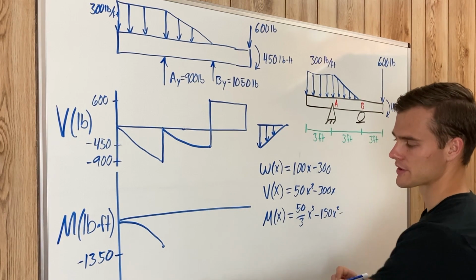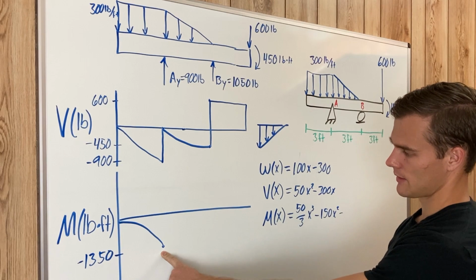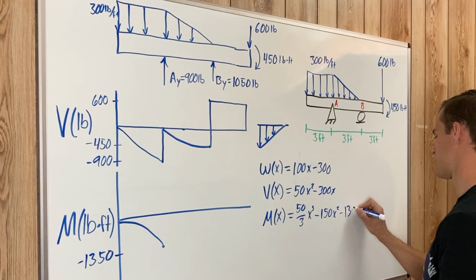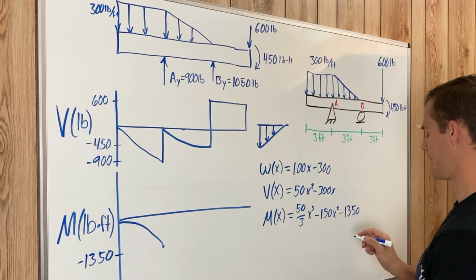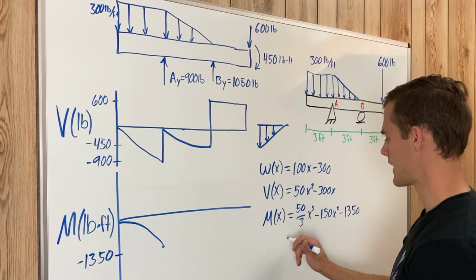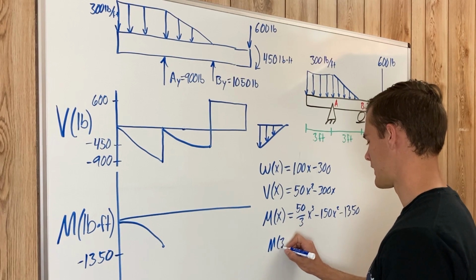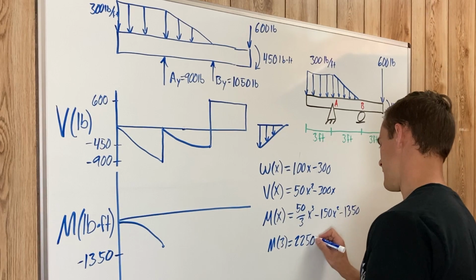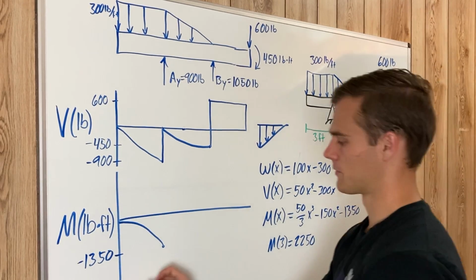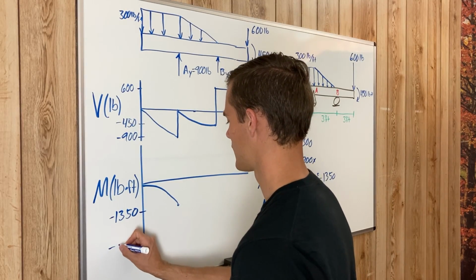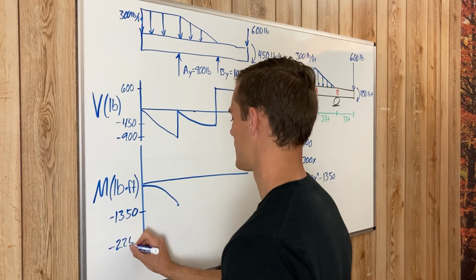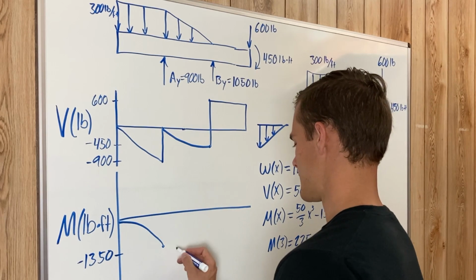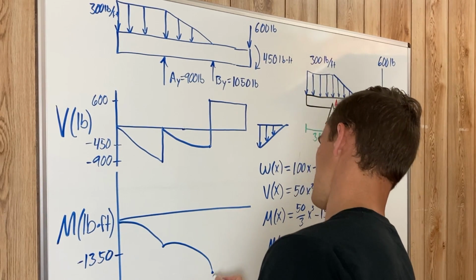And then our boundary conditions, this starts at negative 1,350, so minus 1,350. We're just going to plug in 3 for x, and then you get that our moment function at 3 equals 2,250 pound-feet. So we'll label that here on our axis, negative 2,250. That's going to end up right around here. We said it was concave down, so it's going to go like that.